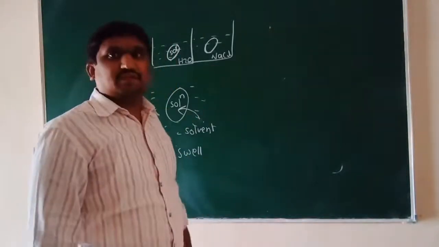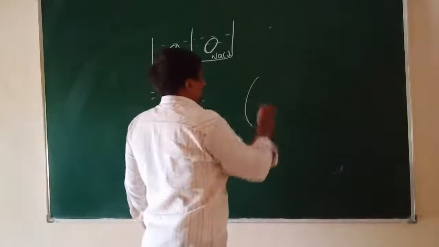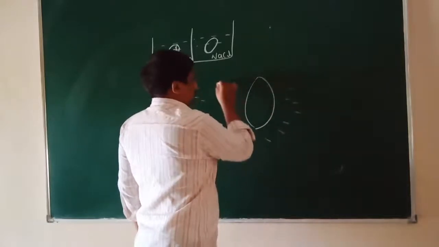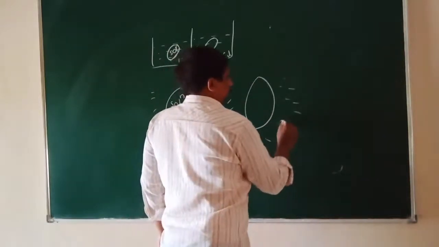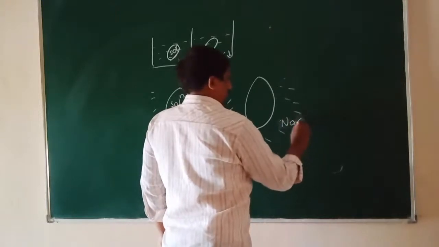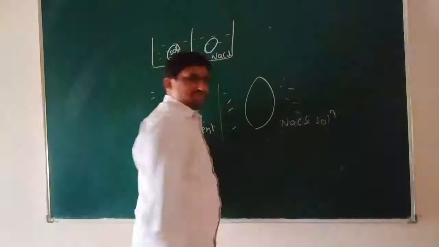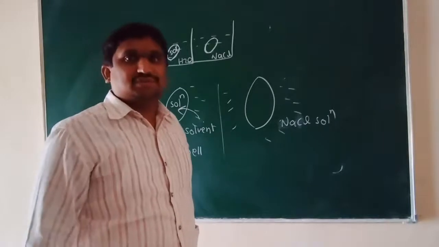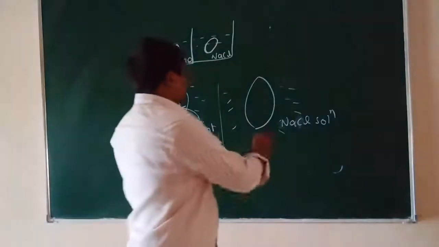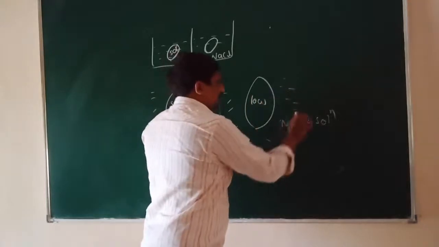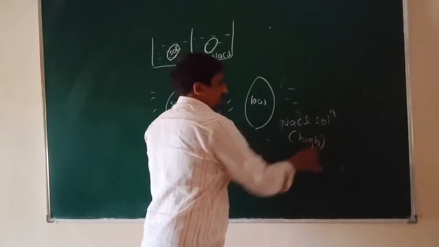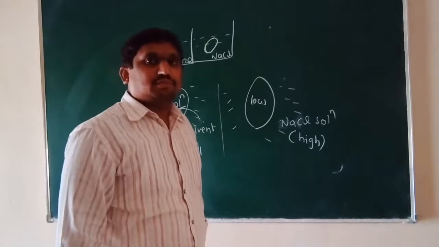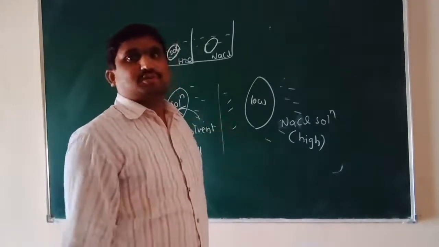Now we should discuss the egg we kept in the salt solution. Salt solution we have to consider as a highly concentrated solution. Inside the egg it is low concentrated, and the salt solution is highly concentrated. Now here also you can apply the principle of osmosis. According to the principle of osmosis, the solvent should flow from where to where? From low concentrated to high concentrated.